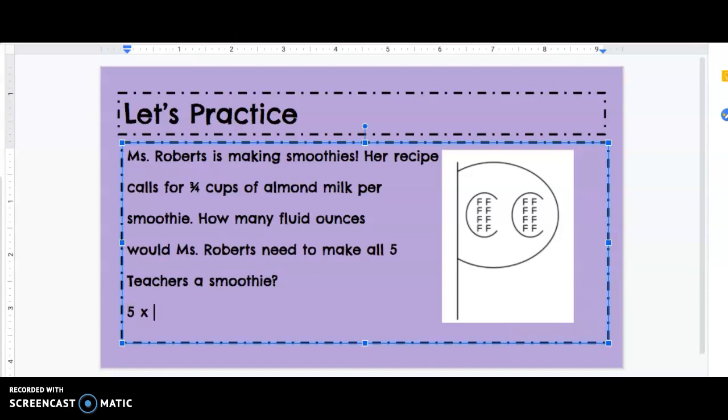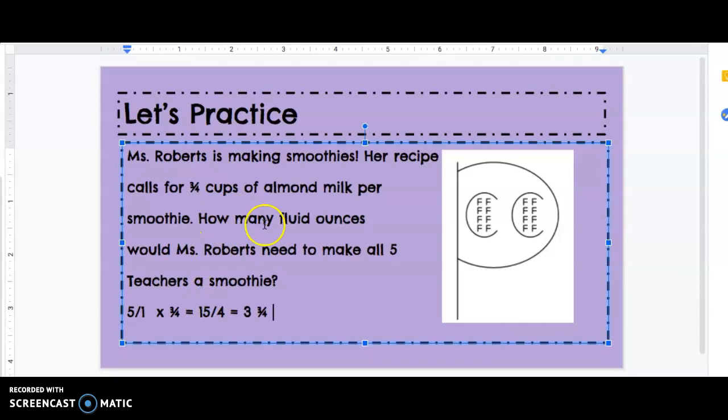So to do that, I'm going to multiply 5 times 3/4. Okay, 5 times 3/4 can be looked at the same as 5/1 times 3/4. When you multiply your numerators, 5 times 3 gives me 15. 1 times 4 gives me 4. 15/4 can also be equal to 3 and 3/4. So I know that Miss Roberts needs 3 and 3/4 of a cup to make her smoothies.